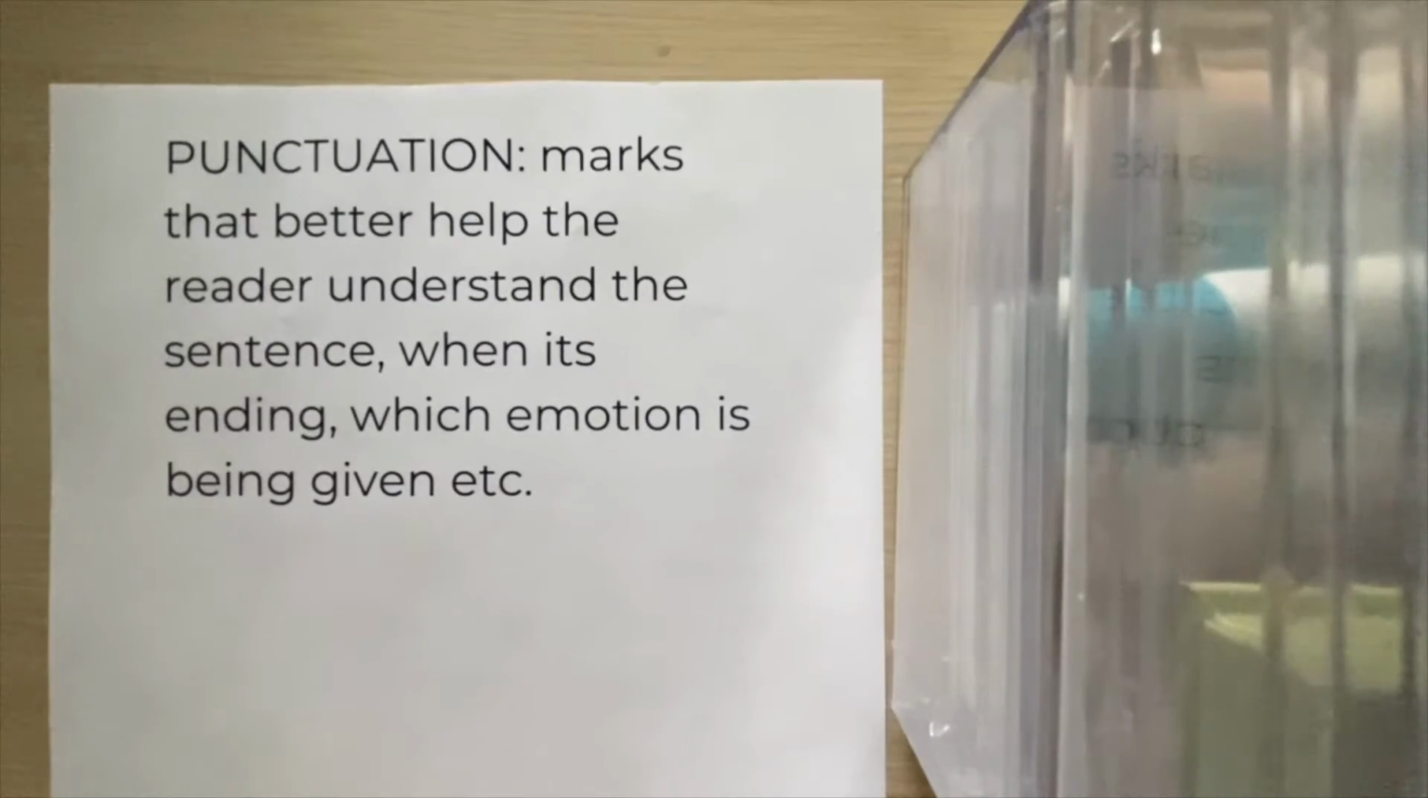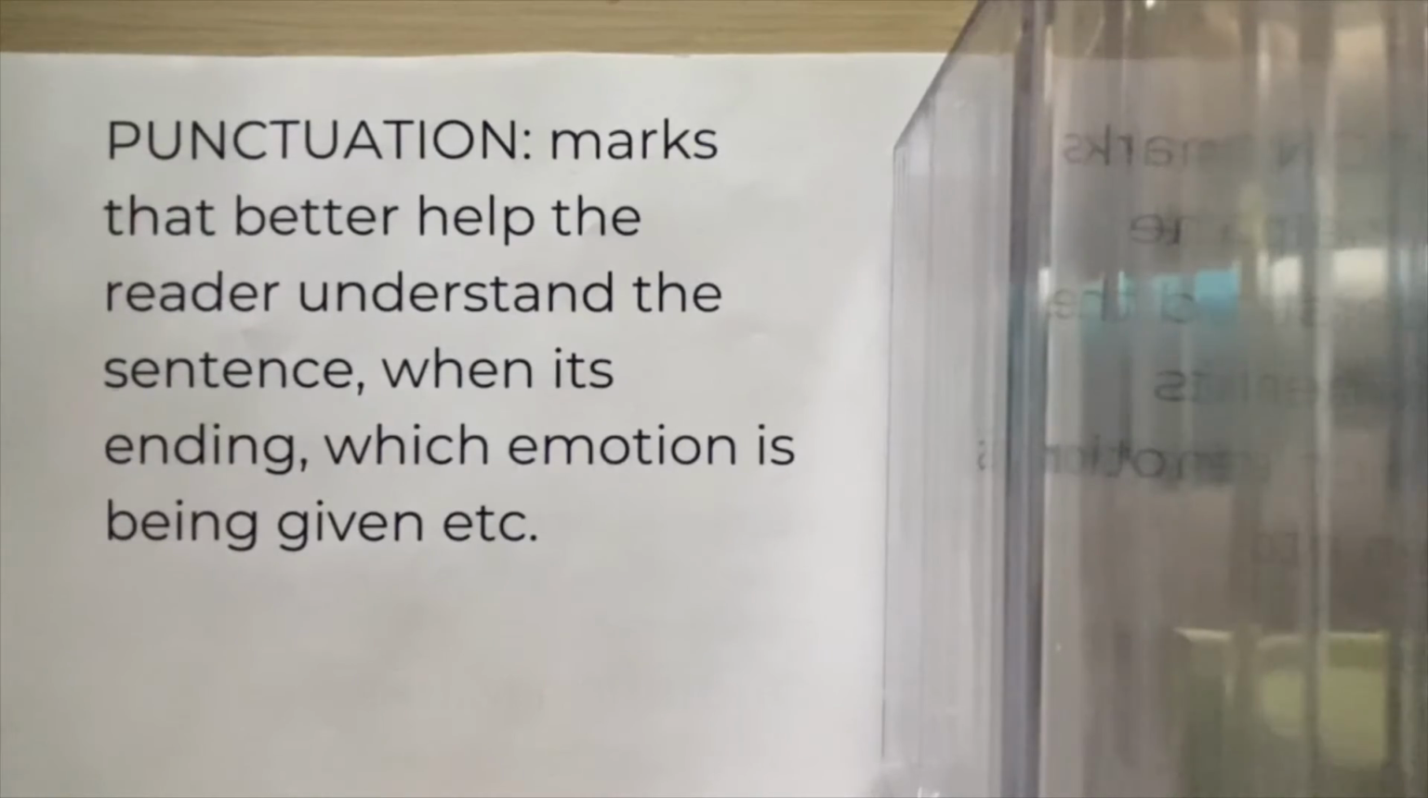Our next definition is punctuation. Punctuation means marks that better help the reader understand the sentence when it's ending, which emotion is being given, etc. We're going to look at some examples today of punctuation. Today we're going to be focusing on periods, exclamation points, question marks, and quotation marks.